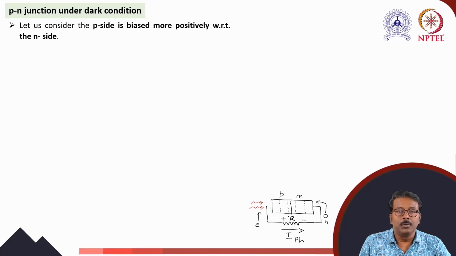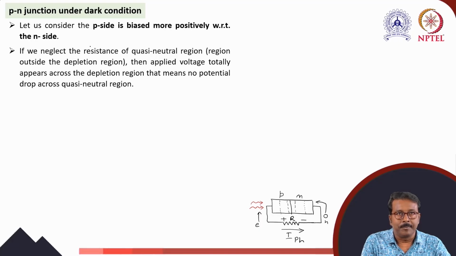So first we will derive the expression of current, called diode current, or current in the dark condition, when the PN junction diode is forward biased. Let us consider the P side is biased more positively with respect to the N side. That is nothing but forward biasing of the PN junction.